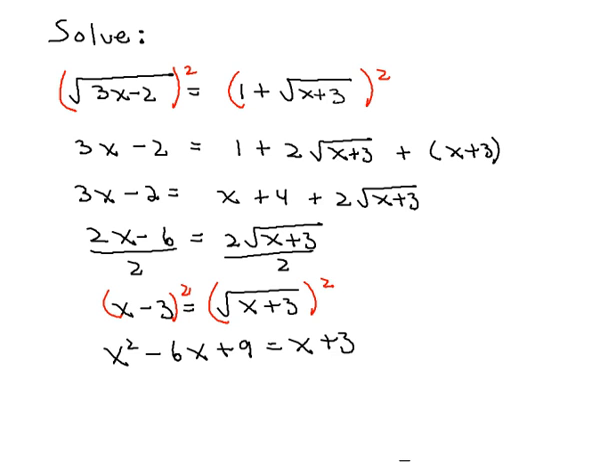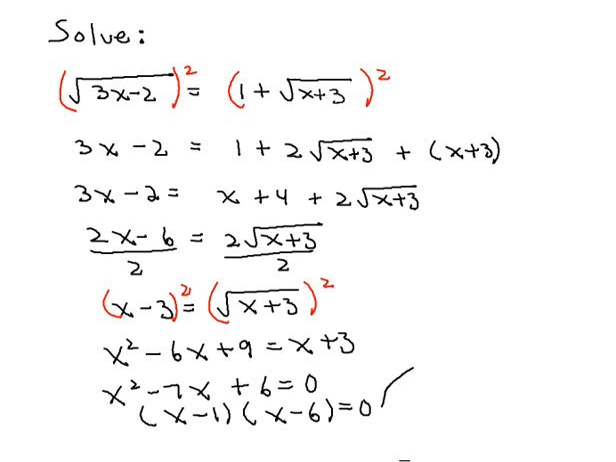We now have a quadratic equation, so we'll make one side 0, and I'm going to bring all of the terms to the left hand side, so we'll have x squared minus 7x plus 6 is equal to 0. And factoring, we have x minus 1 times x minus 6 is equal to 0. And so the possible solutions we have then would be x equal to 1 or x equal to 6. So we'll now next check both of those values back in the original equation to see which ones are valid.